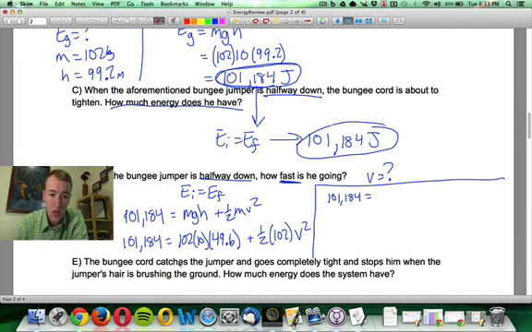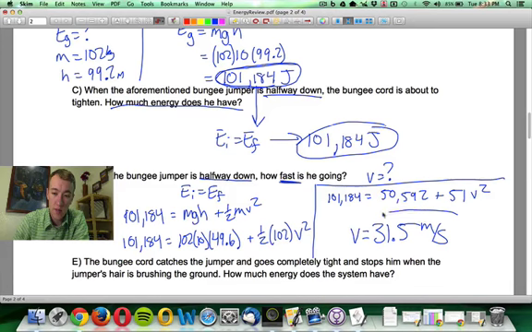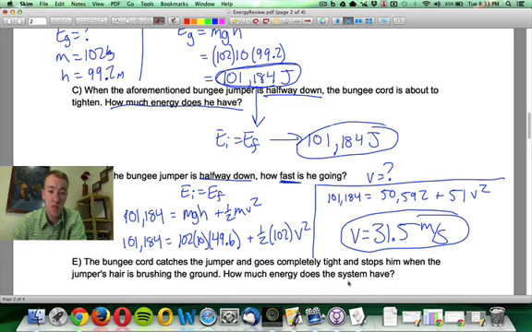101,184 equals this right here, I'll multiply it out, is 50,592. 1/2 of 102 is going to be 51 v squared. And then I can subtract this portion over, divide by 51, and then take the square root and get v. So I'm subtracting this over, dividing by 51, and then taking the square root. You end up with that the velocity is going to be 31.5 meters per second when he's halfway down.